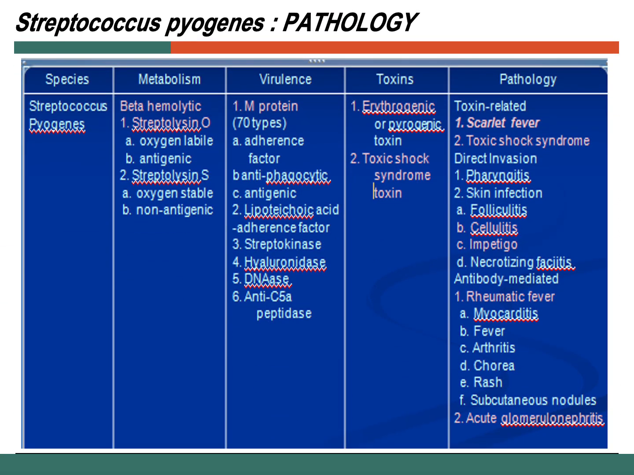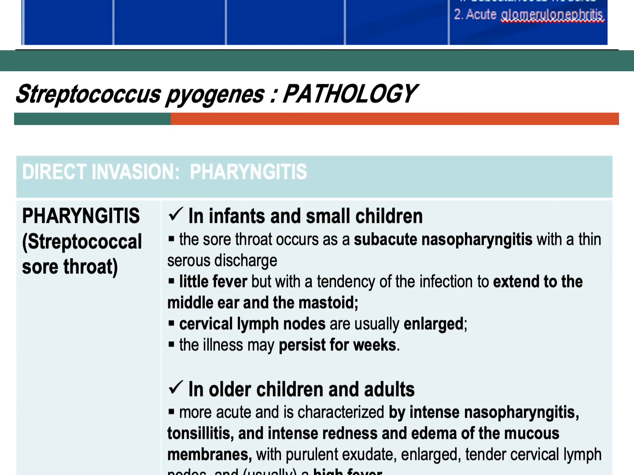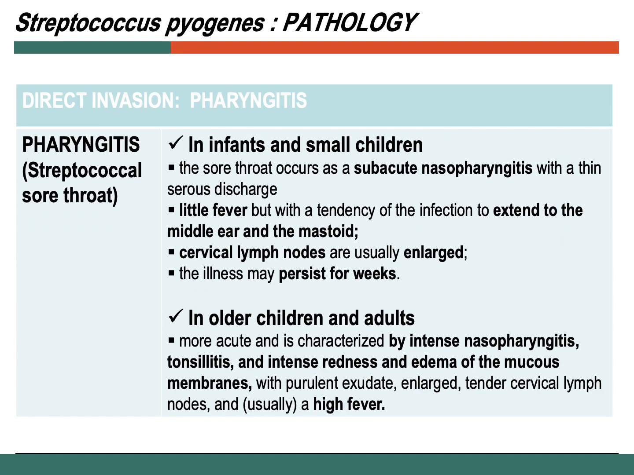So the table here is just a summary of what I said a while ago about Streptococcus pyogenes. So just read it. Diseases associated with your Streptococcus pyogenes or your group A strep. The most common disease associated with group A strep is pharyngitis or your streptococcal sore throat. So this is common in infants and small children. So the sore throat occurs as subacute nasopharyngitis with a thin serous discharge.